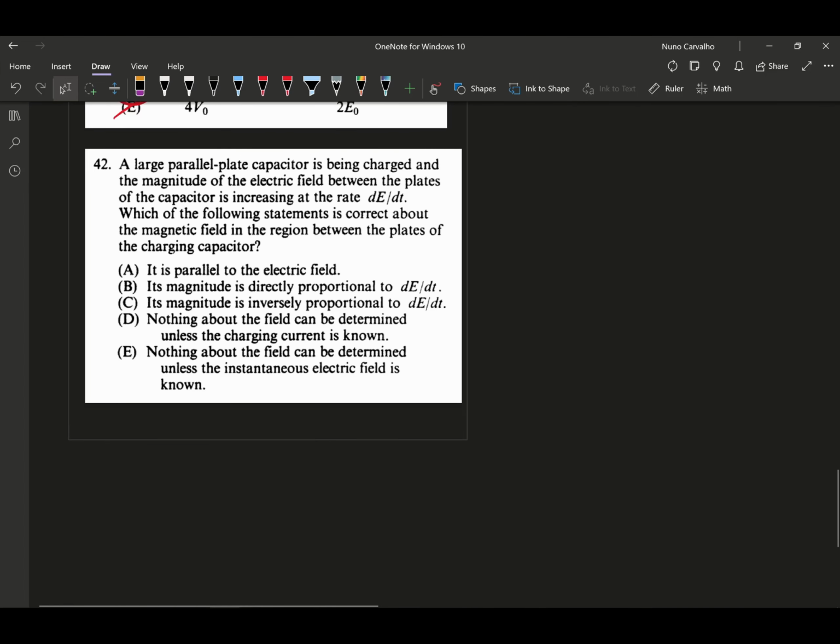Number 42 is actually quite a difficult problem. We're told a large parallel plate capacitor is being charged and the magnitude of the electric field between the plates of the capacitor is increasing at the rate dE divided by dt. Which of the following statements is correct about the magnetic field in the region between the plates of the charging capacitor? So we're being asked about the magnetic field, and we're told this is between a capacitor, which is different than what we're usually dealing with when we're talking about magnetic fields.